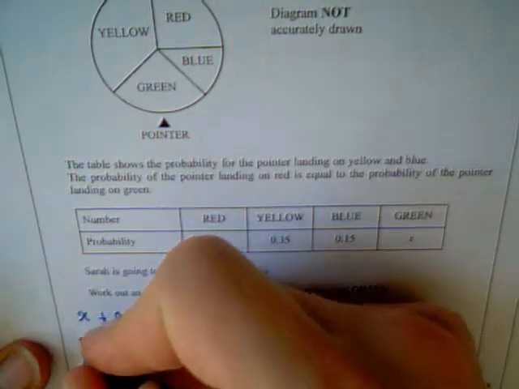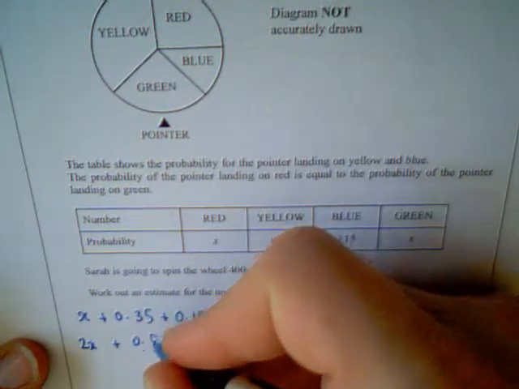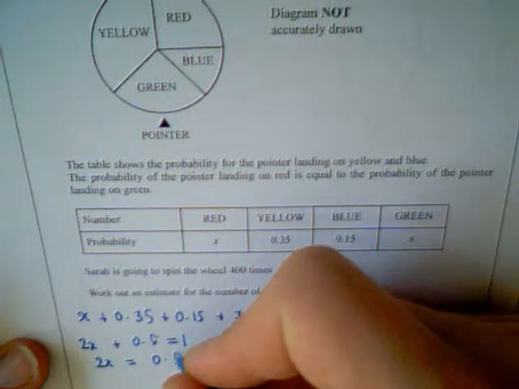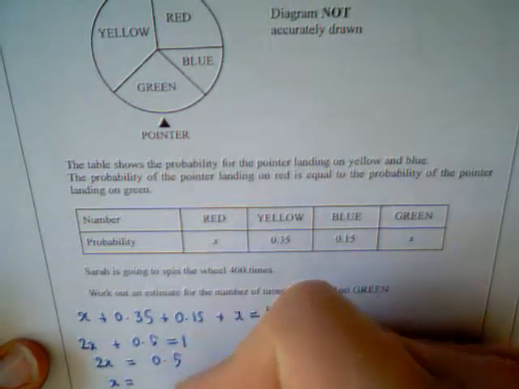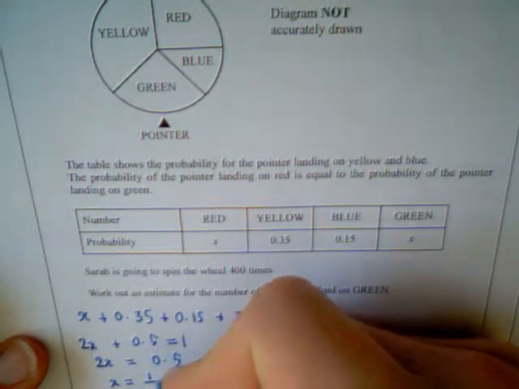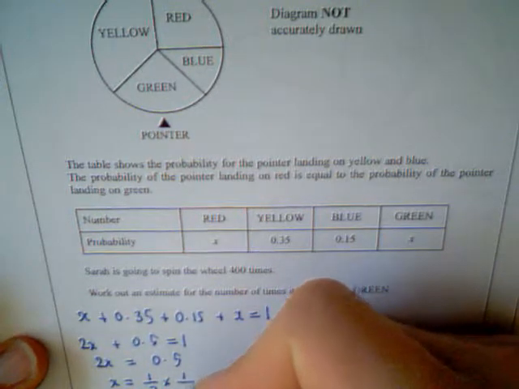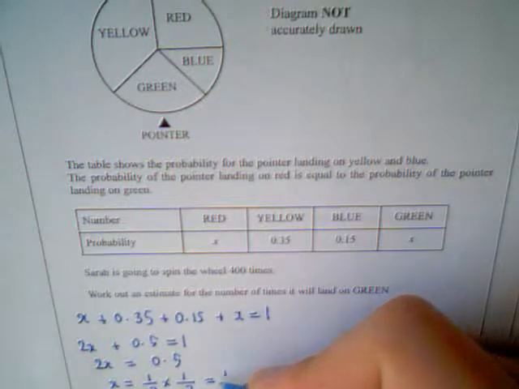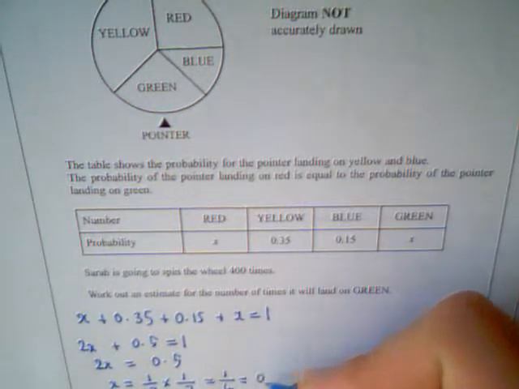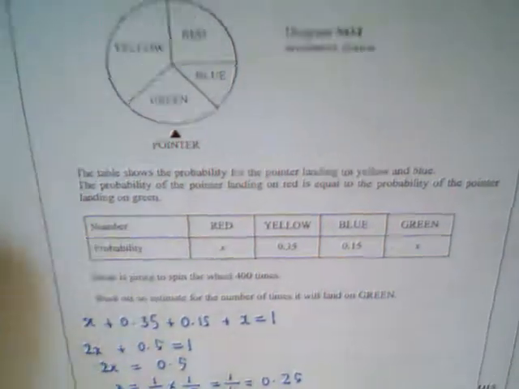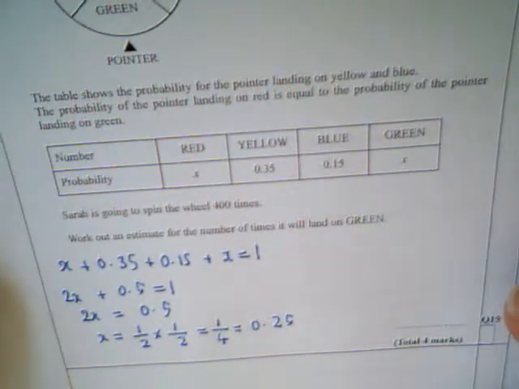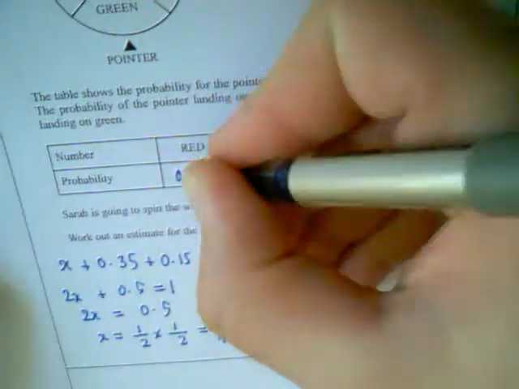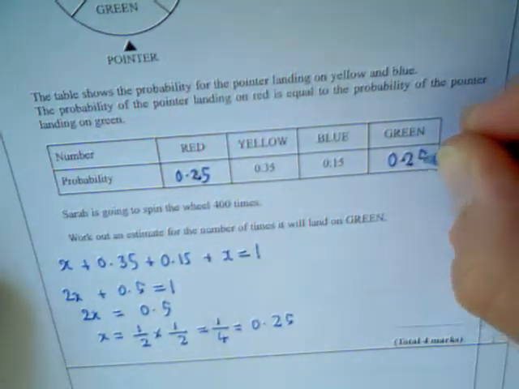This means that 2X plus 0.5 has to be equal to 1. This means that 2X has to be equal to 0.5. So X has to be equal to, imagine this is a half, times it by a half, because all we've done here is divide this by 2. So this means X is equal to a quarter, which is the same as 0.25. So let's write 0.25 in here, 0.25 here.